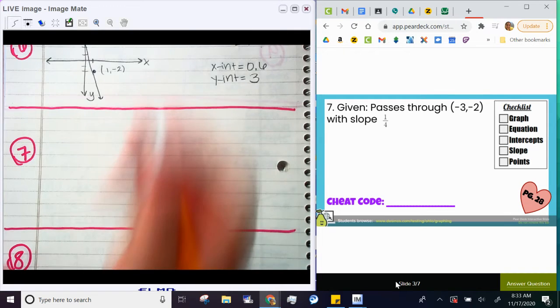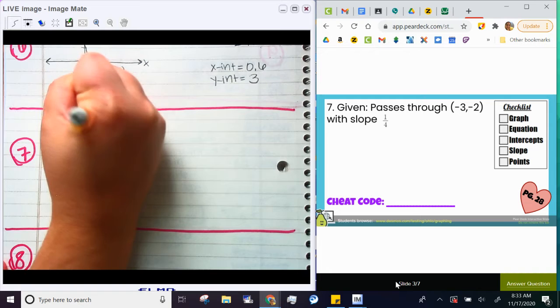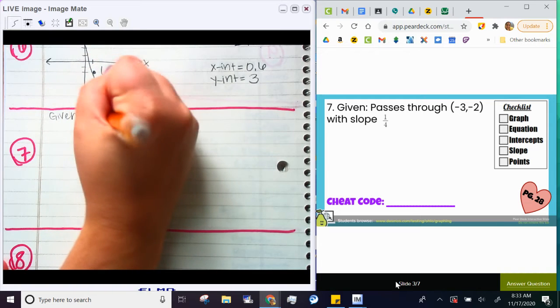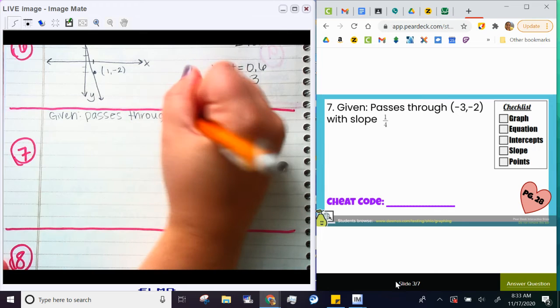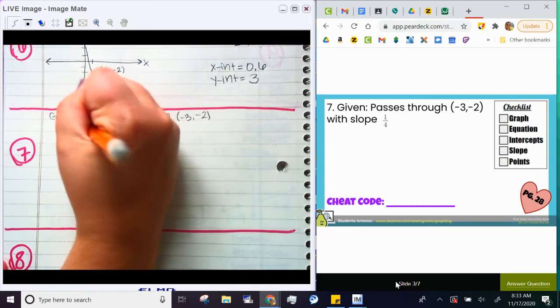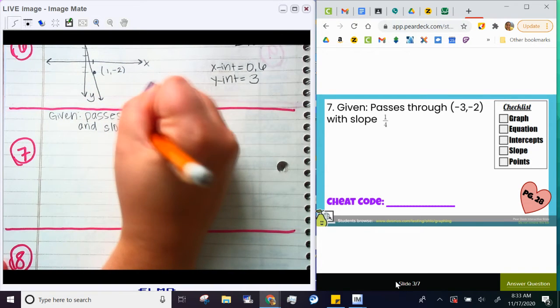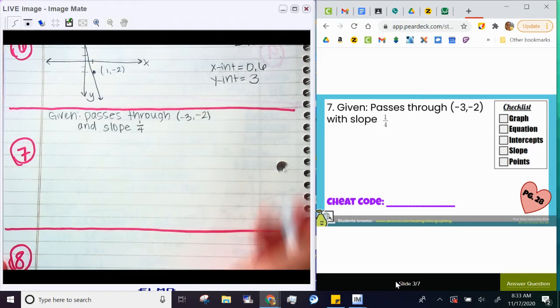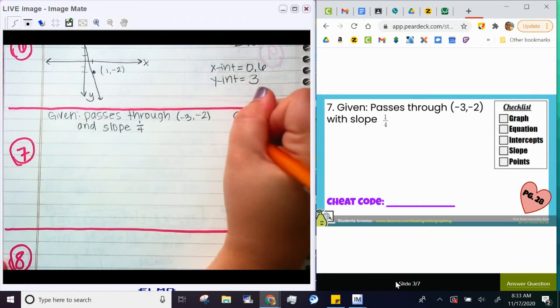Okay, so for problem number 7, we're given the line passes through (-3, -2), and it has a slope of 1/4. Okay, so again, I'm going to write down my checklist so I can just mark it off as I go. I don't want to forget anything.